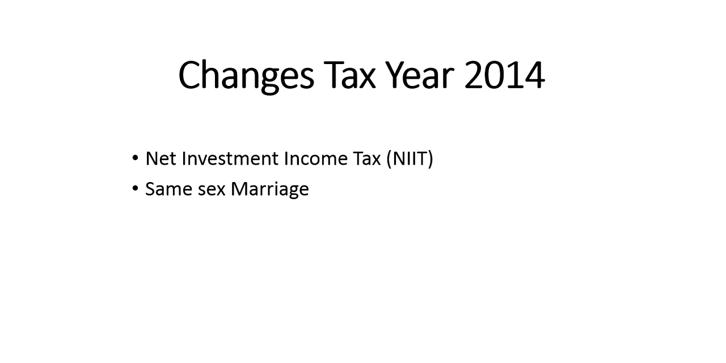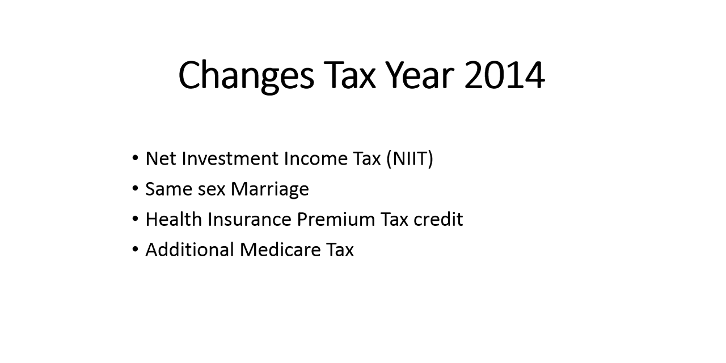There are five different things we will talk about today. Number one is net investment income tax, NIIT. Second one is same-sex marriages. Third one is health insurance premium tax credit. Fourth one is additional Medicare tax. And fifth one is alternative minimum tax.